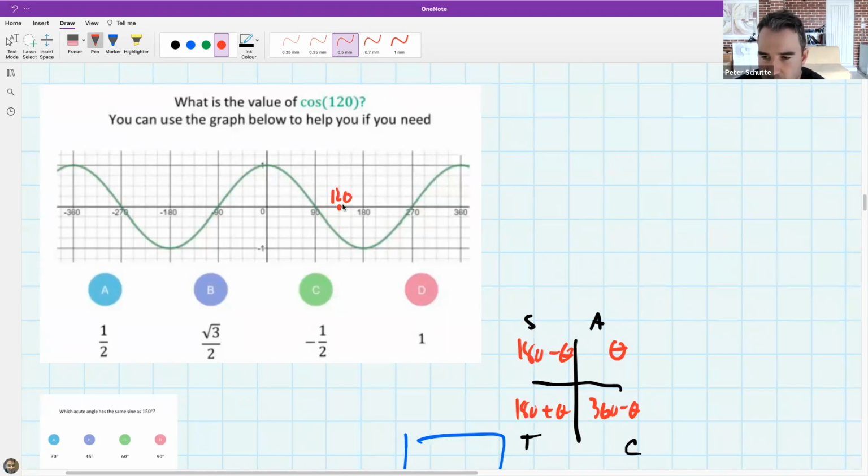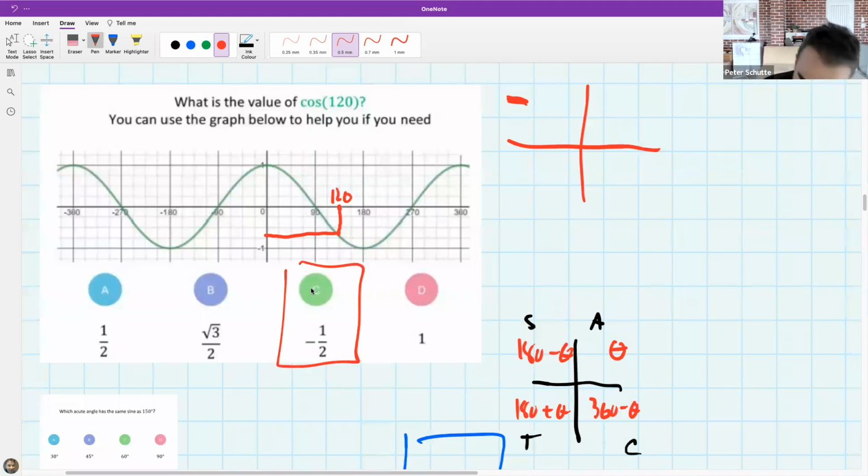So I think a lot of you are looking at this graph and you can see that the cos of 120 would have to be something which is negative. The other way of knowing this is that in quadrant number 2, we know that cos is negative. So there's only one answer which has a negative value, and it's going to be C.